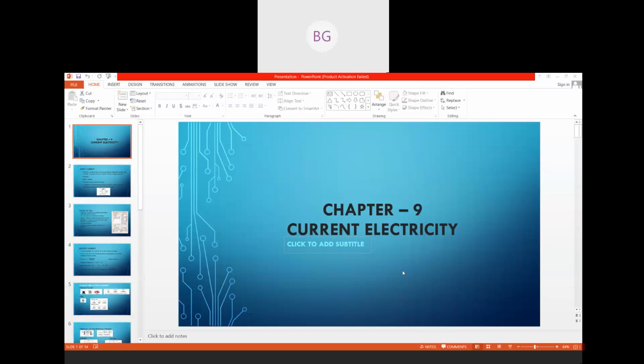So in previous class we learned the different types of cells and also the circuit symbols and how a simple circuit is drawn, right?